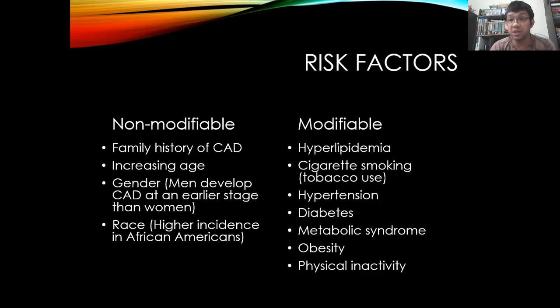Next would be hypertension. With proper diet and also proper medications for hypertension, we can reverse the risk. For those who have diabetes, especially type 2, with proper insulin therapy or oral hypoglycemics, they can reverse the risk as well. Those who have metabolic syndrome.